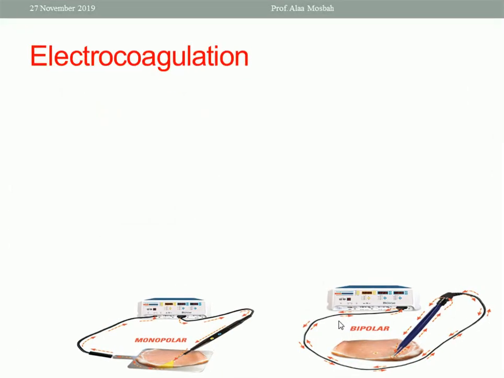Okay, this picture shows the bipolar and the monopolar. Bipolar, the current extends between the blades only, not extending beyond the blades. This is the bipolar. But monopolar, the current extends away and may cause injury to a deeper structure or healthy ovarian tissue. So which is safer? The bipolar. This one is safer than this one.